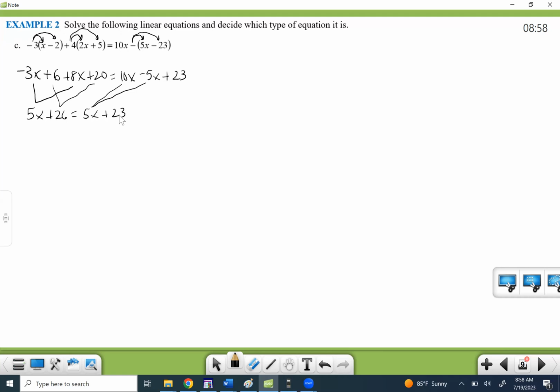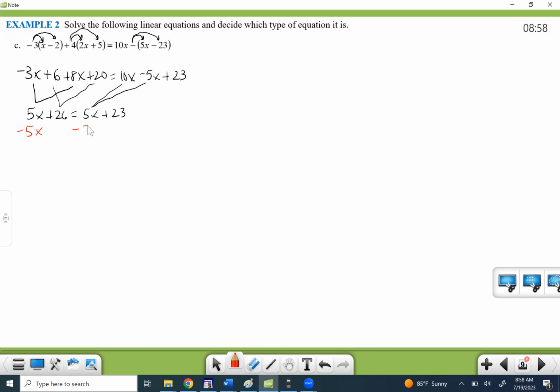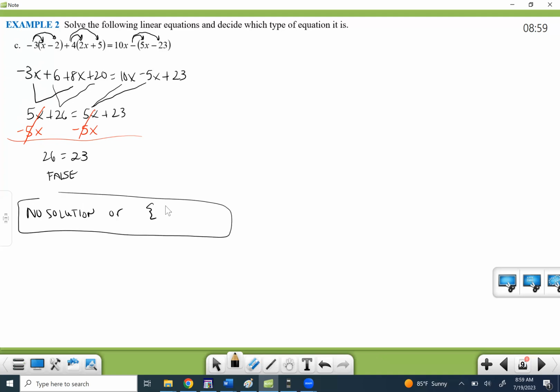All right. So variables on both sides. We can't really move the smallest because there is no smallest, but we'll move the 5x. And we can tell right here at this stage, something's funky, huh? Because the variables just fell off the paper. So we got 26 equals 23. This is a false statement. 26 doesn't equal 23. So this is going to be no solution. Let me put the empty brackets. Boy, I'm really bad at those, but you guys get the gist.